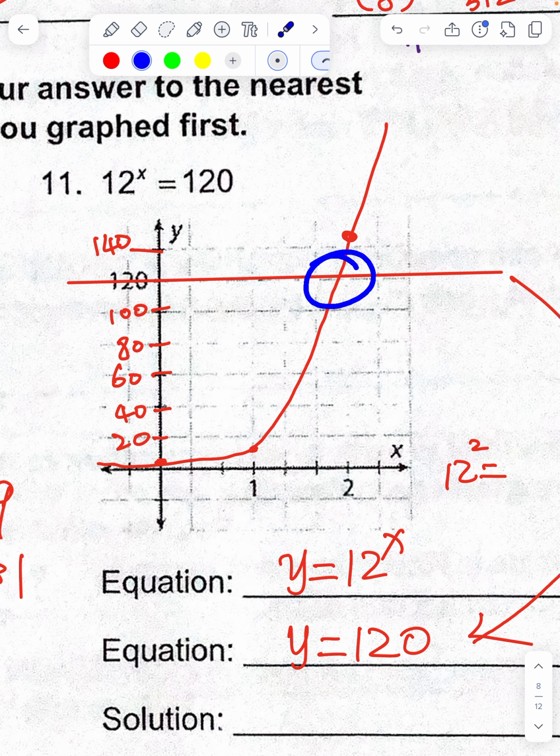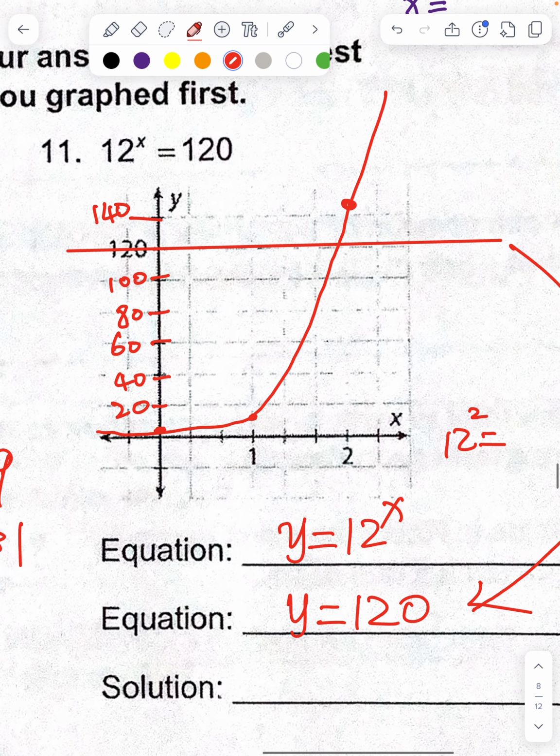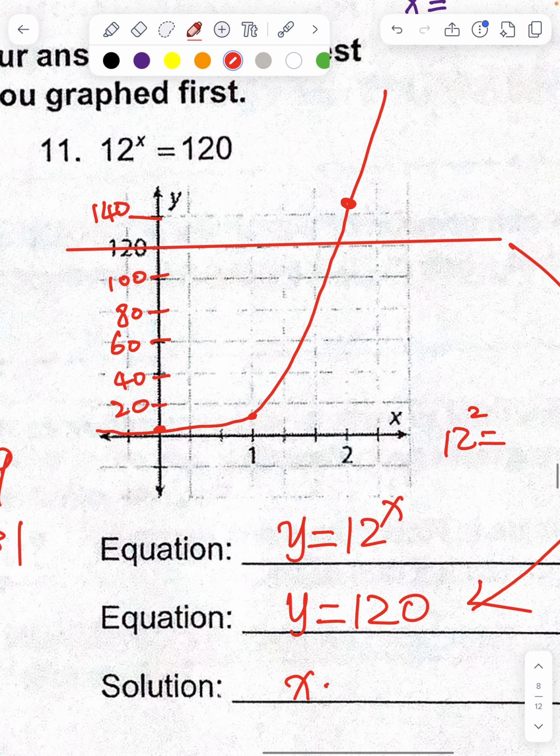The solution is the intersection, this one. What's the value of this point? Oh, almost 2, right? Almost 2. So maybe we can write x almost, maybe 1.8 or 1.9. Let's do 1.8, right?